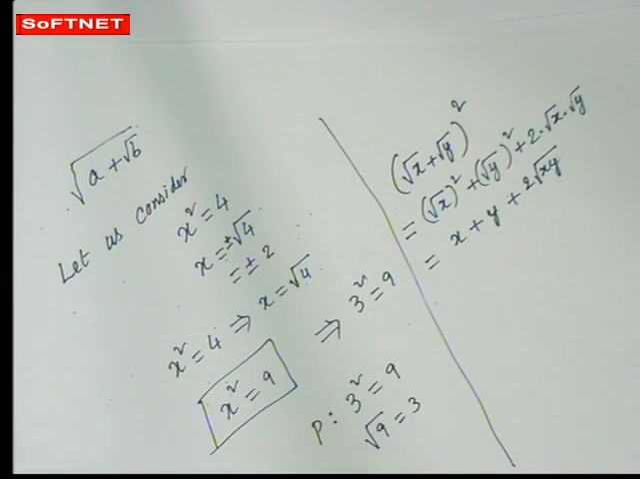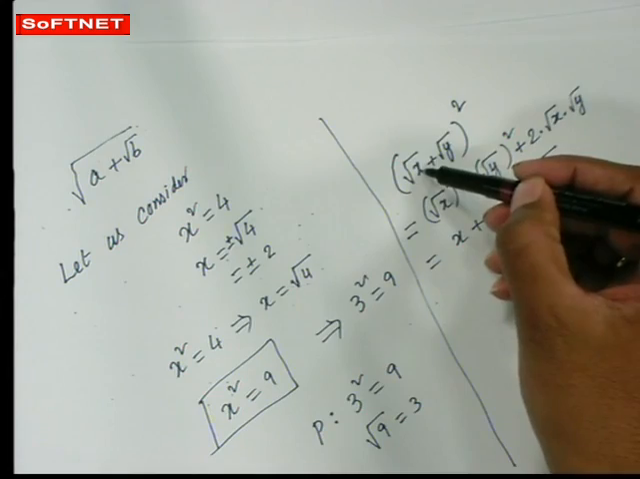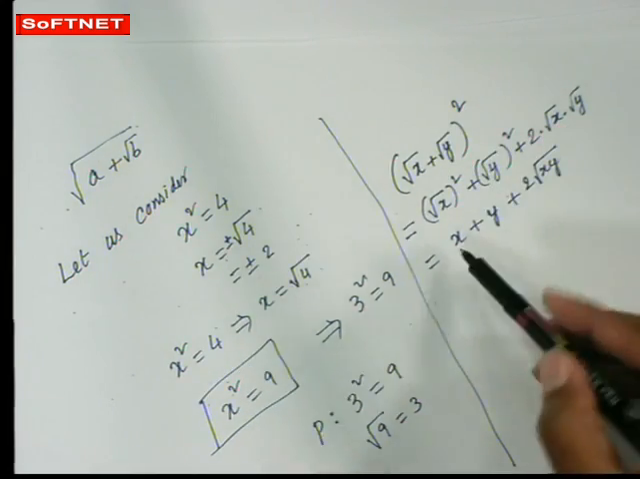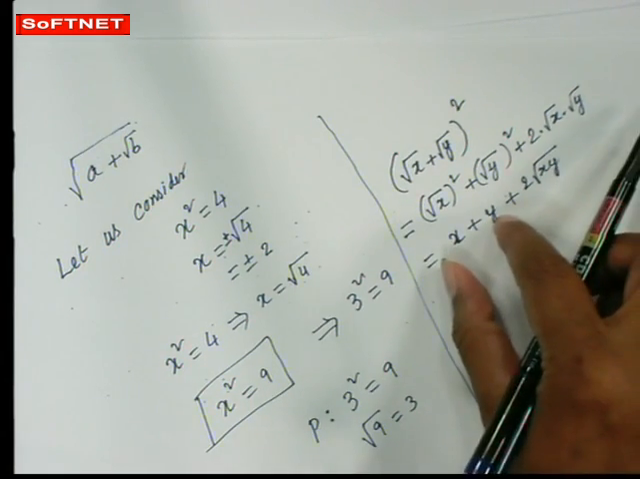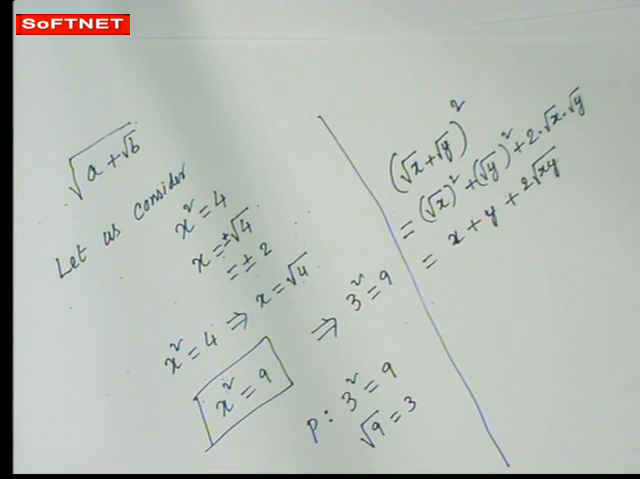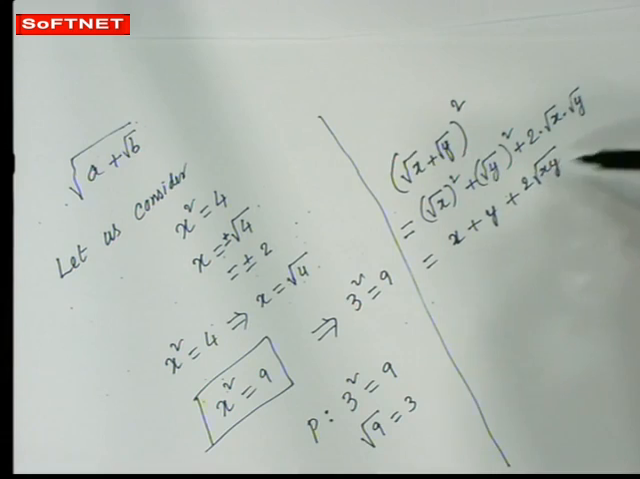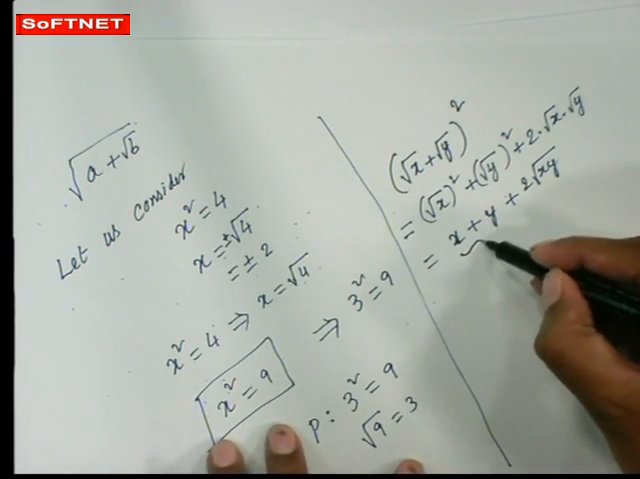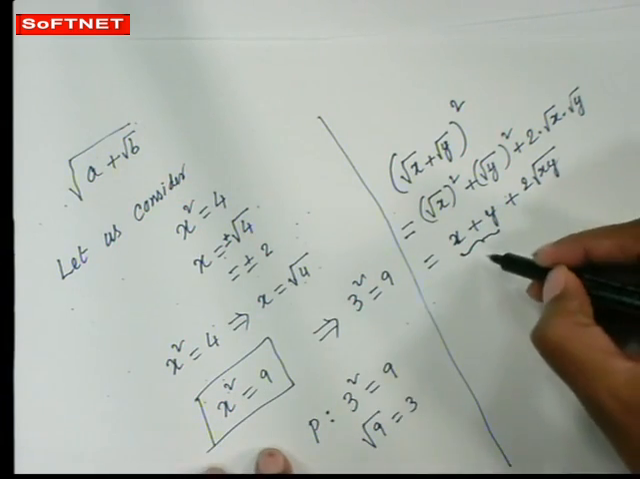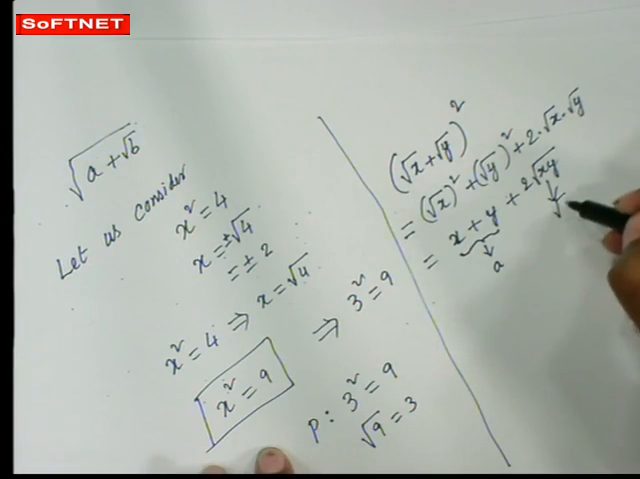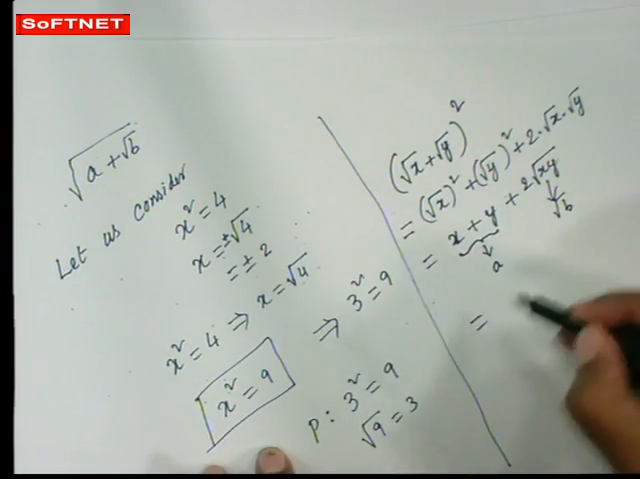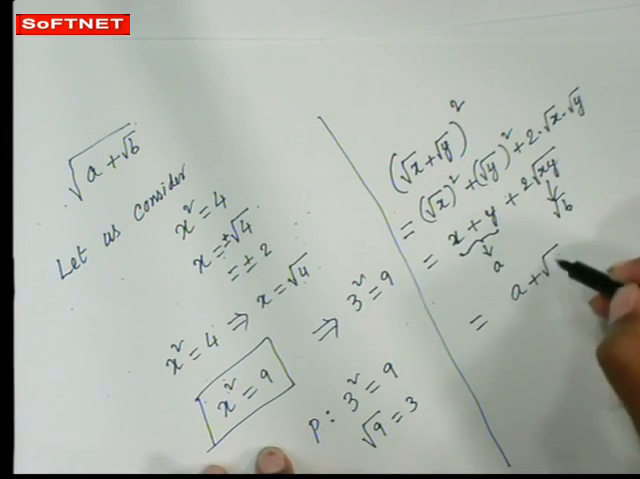See, it is very clear. Root x is a surd, root y is a surd. So x is a rational number, y is a rational number, x plus y is also a rational number. X is a rational number, y is a rational number, xy is also a rational number. So let it be replaced by a, let it be replaced by root b. Now it can be put in the form of a plus root b.